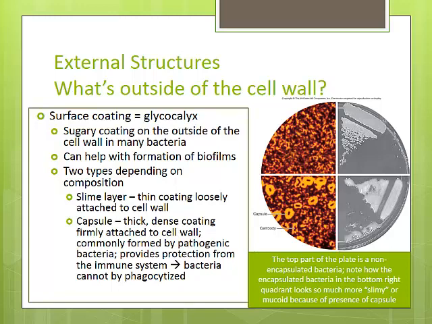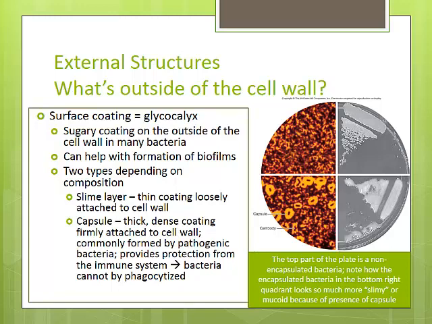Capsules keep a bacteria from being phagocytized, which is our body's way of clearing out foreign invaders and garbage inside of our body. So phagocytosis is an important process we'll talk about later this semester. But basically the capsule keeps the bacterium from being seen by the immune system and from being gobbled up through phagocytosis. So slime layers, capsules, two types of glycocalyxes.